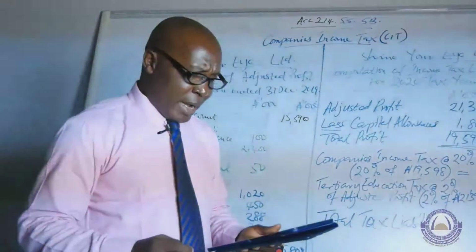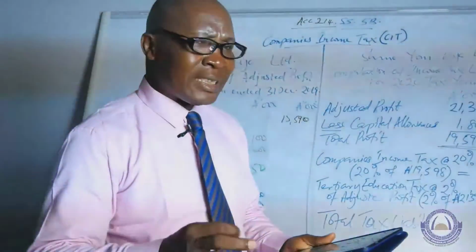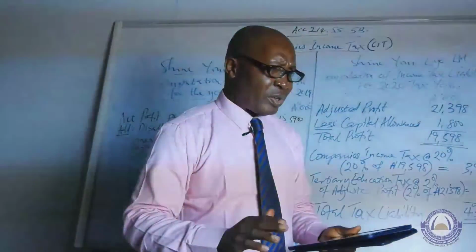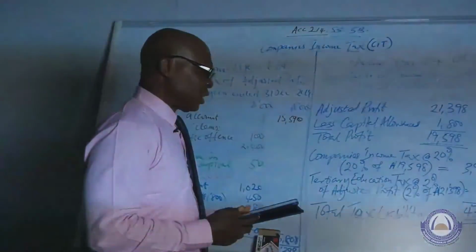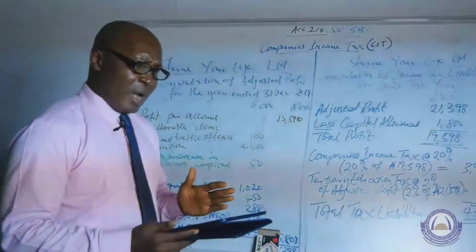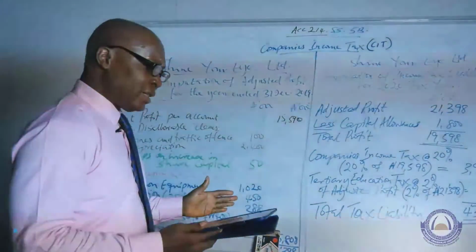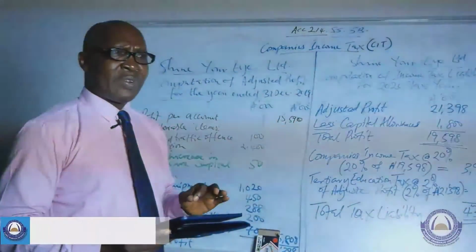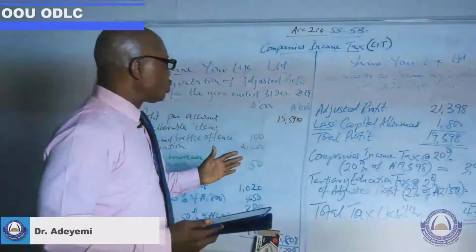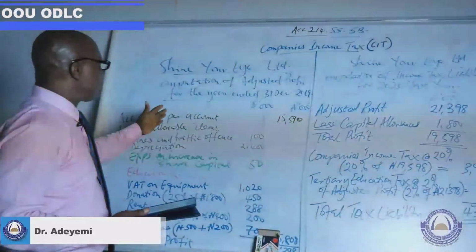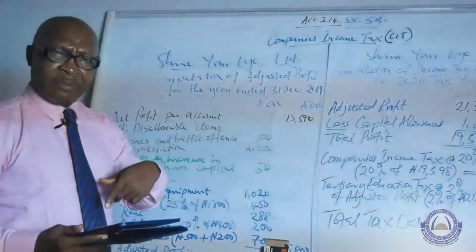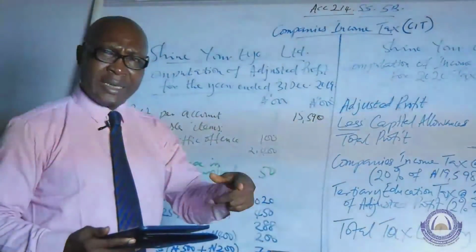And now you are required to compute the tax liability of Shine Your Eyes Limited for the relevant year of assessment. Of course, the relevant year of assessment here will be on the preceding year basis. Why? Because the year ended in 2019, and therefore the relevant year of assessment will be 2020, which is the preceding year. So to start with, we are going to compute the adjusted profit for the year ended 2019, because we have been given the financial report as of 2019.